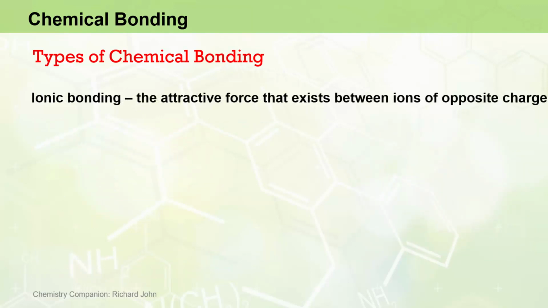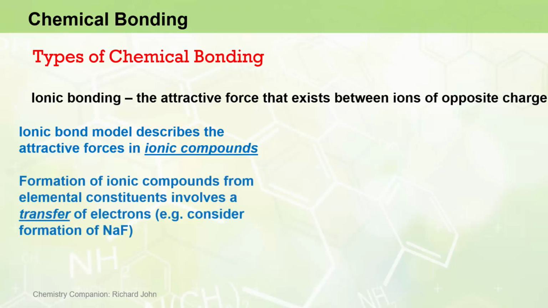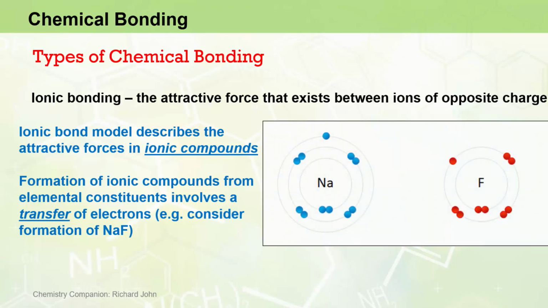An ionic bond is the attractive force that exists between ions of opposite charge, and specifically describes the bonding that occurs in ionic compounds. One way that ionic compounds can be formed is through the chemical reaction of its constituent elements. For example, consider the formation of sodium fluoride from elemental sodium and elemental fluorine.